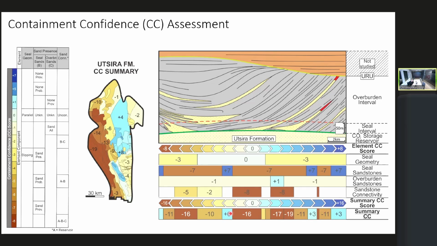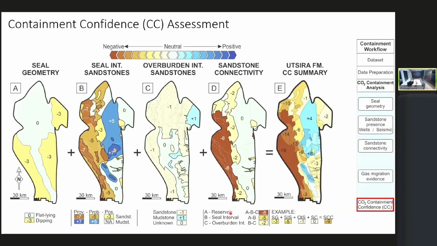If we look at the Utsira Formation itself, combining all these maps together, we get our overall summary map. We can see that the worst areas for storage are on the western side, where we have really high negatives when they all combine. The best area for storage is in the northeast, because we have parallel stratigraphy in the seal interval to the reservoir, and the seal interval is mudstone dominated. We do have sandstones within the overburden interval, but they're disconnected from the reservoir by the mudstones, so they don't have any connectivity score. And that gives us the numbers that we find here.